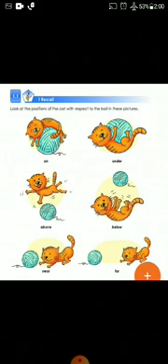Look at the position of the cat with respect to the ball in these pictures. Cat is on the ball, cat is under the ball, cat is above the ball, cat is below the ball, cat is near the ball, and cat is far from the ball.